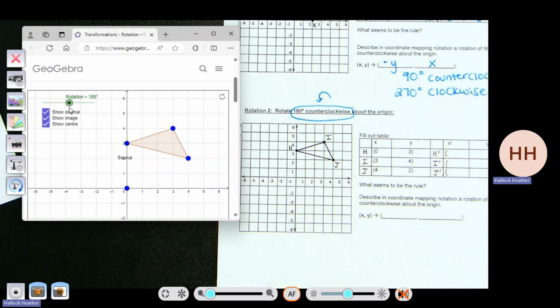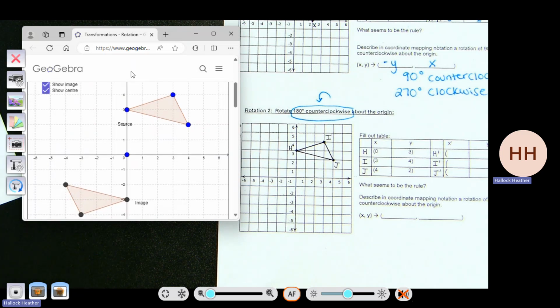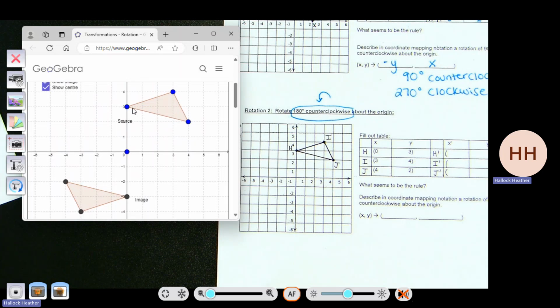180. Okay, there we go. So I have to scroll down because I need to show you the paper too. It's flipping all the way around because it moves. This would be 90 degrees over here. Now it's 180 because 90 and 180 is 90 twice. So it moves 2 quadrants.